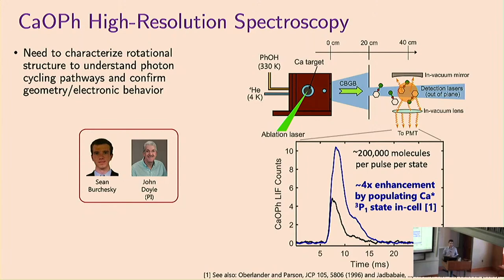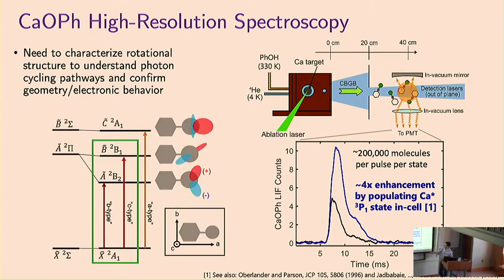To get a better handle on the identity and the behavior of this molecule, we conducted high-resolution spectroscopy. So this is in particular working with Sean Burcheski, who's a grad student in the Doyle group. And what we did was we formed the beam into a collimated molecular beam and excited the molecules with a CW dye laser. Just as a technical aside, we were actually able to increase the production of CaOPh by populating the calcium triplet P1 metastable state inside of the cell, which was just useful for increasing our signal to noise.